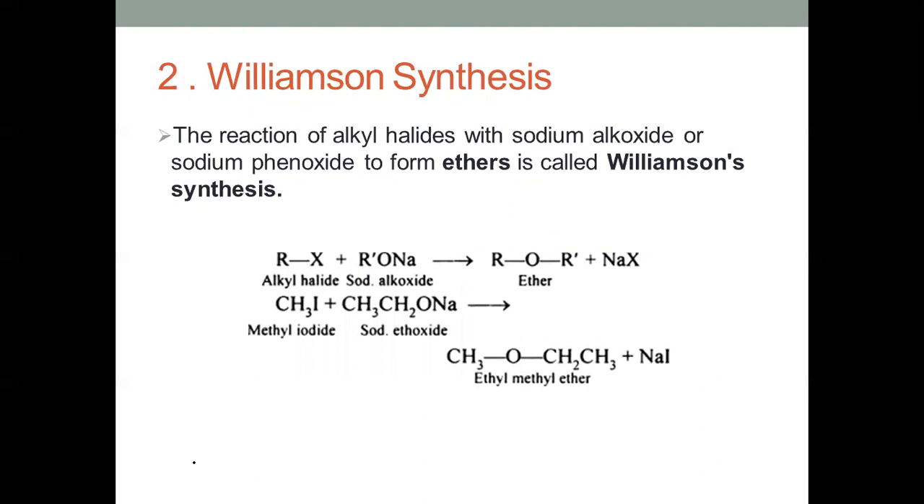What is Williamson synthesis of ether? In this method, an alkyl halide is made to react with sodium alkoxide, resulting in the formation of an ether. An ether is nothing but two alkyl groups attached to an oxygen. This is an alkyl halide, RX. For example, if I take methyl iodide and sodium ethoxide, this is the sodium alkoxide, resulting in the formation of ethyl methyl ether. This is the methyl part and the ethyl part, linked to this oxygen.